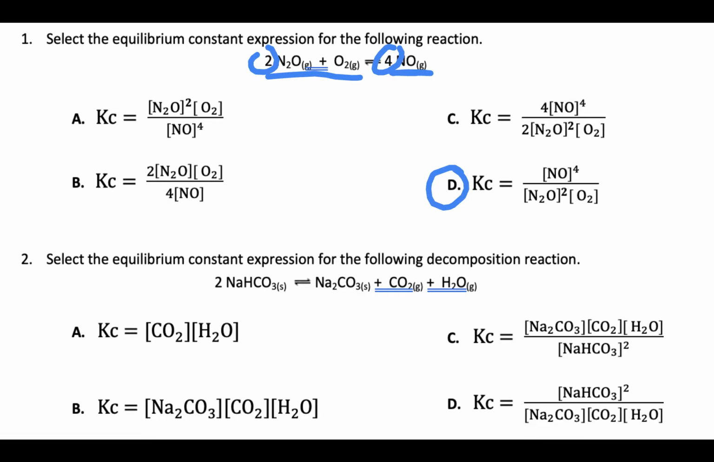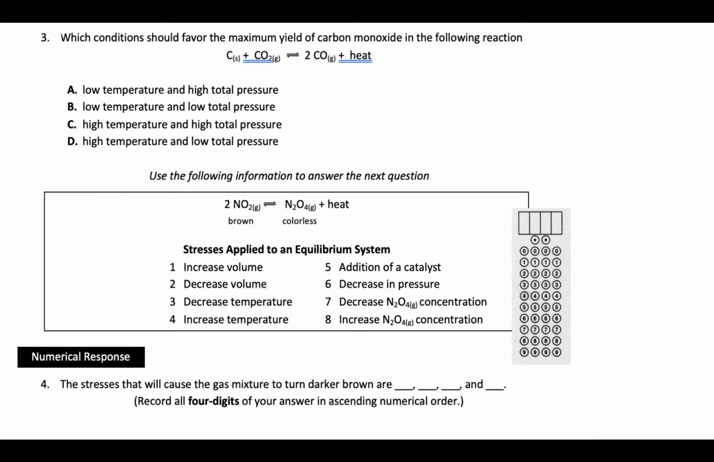The second one is showing that you know what you're including and what not to include. So when you're looking at the expression, you do not include solids and you do not include pure liquids unless every state within the expression is a liquid. So in this case, it's still products over reactants. Our answer would be A, to just have that because we're not including anything else.